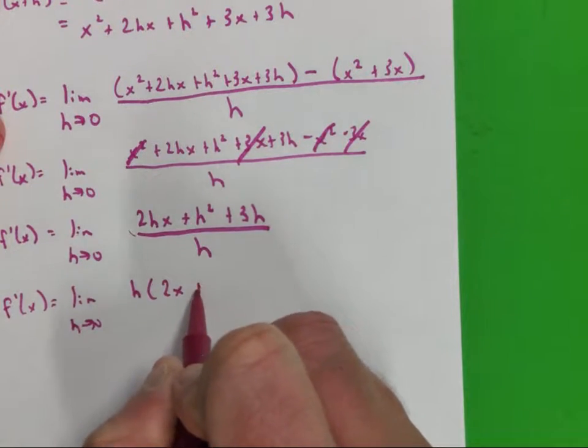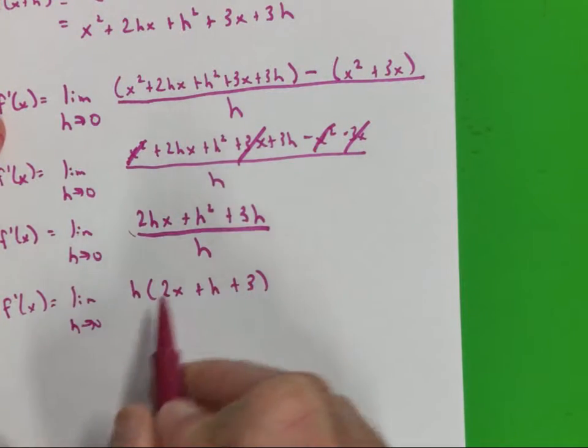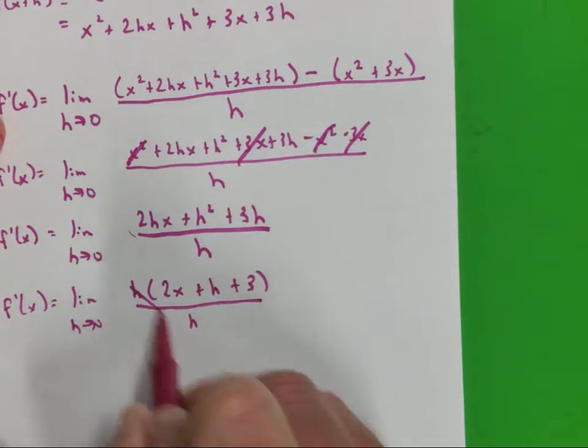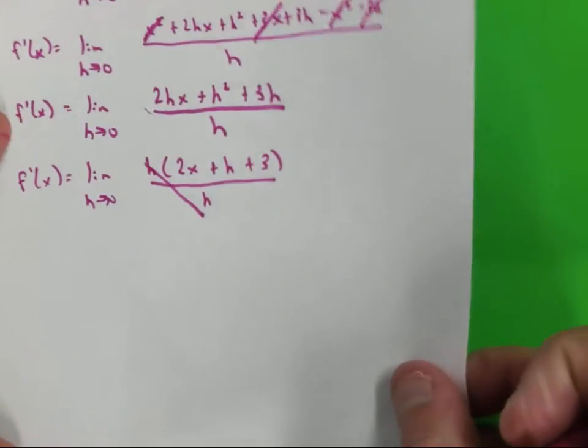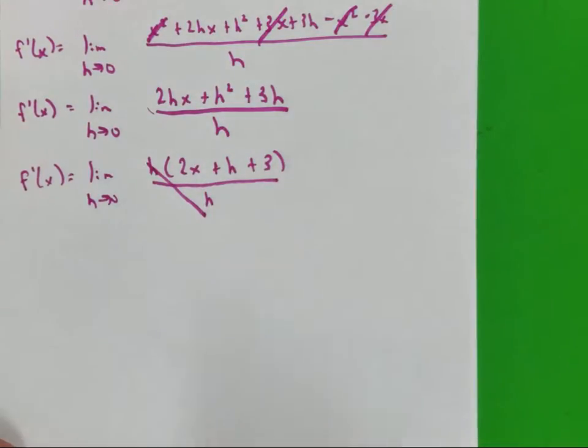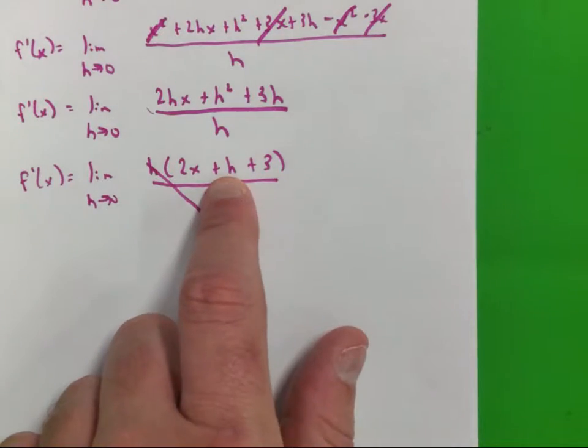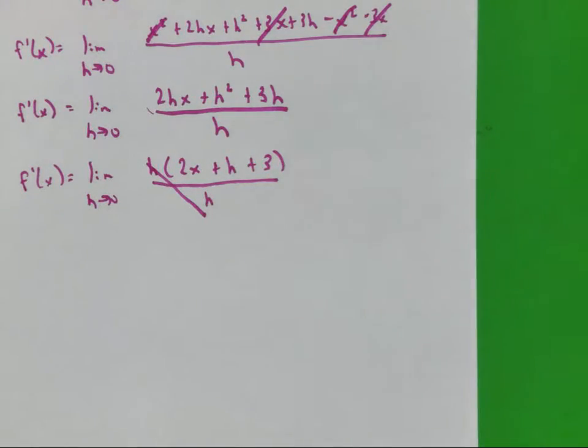That leaves 2x plus h plus 3 all over h. These h's cancel out. Now I can apply direct substitution. If I plug 0 in, let's talk about this. Which variable am I plugging 0 in? Which variable is approaching 0? h. You plug it in for h, not for x. I plug 0 in for h. What am I left with? 2x plus 3. That's your derivative.